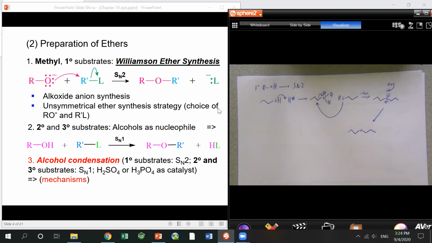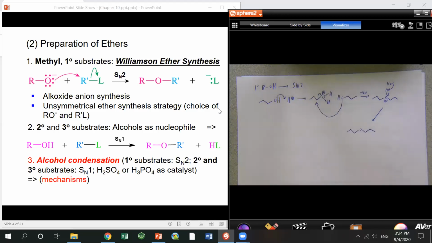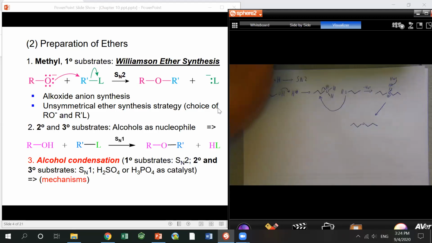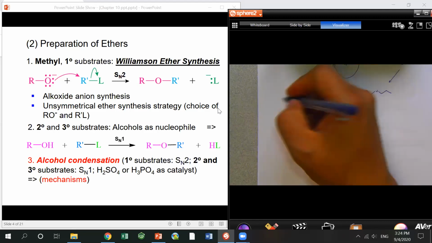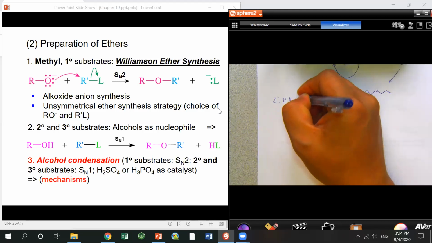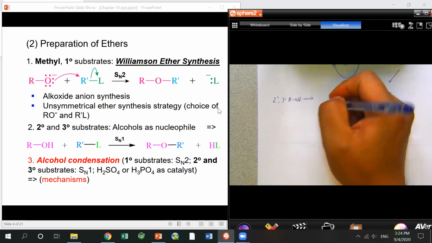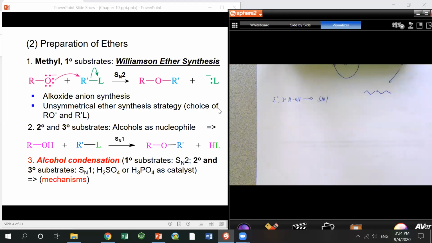So that's here. That's the SN2 reaction. Keep in mind that's the SN2 step. If it's a secondary or tertiary alcohol, you want to do the alcohol condensation, and that actually follows the SN1 reaction pathway.